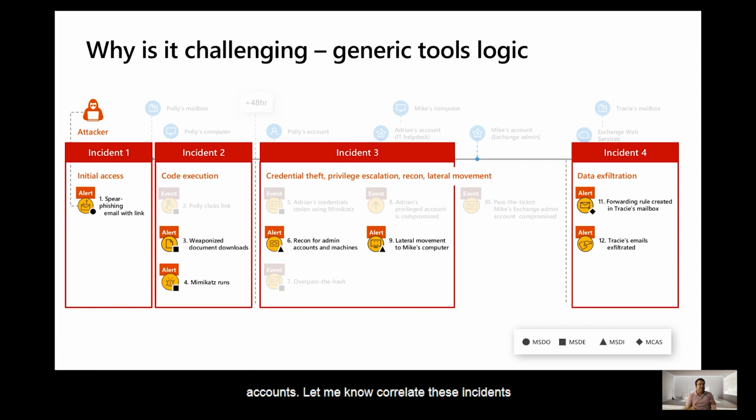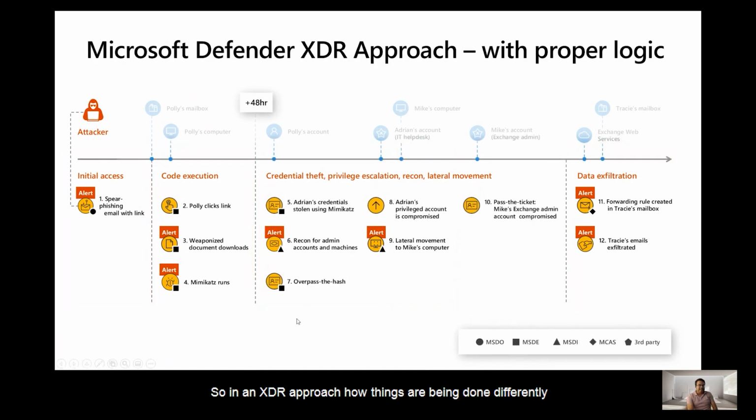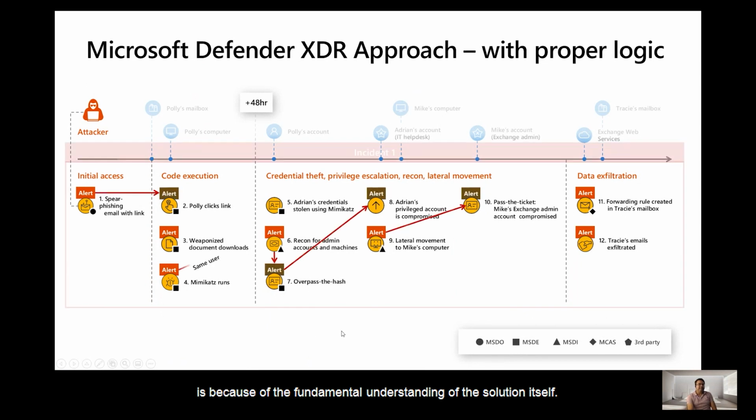Let me correlate these incidents together. But because these solutions are not necessarily integrated together, the entire story is what often lacks. And that's exactly how a typical correlation logic works when the solutions are not well integrated together. From an XDR approach, how things are done differently is because of the fundamental understanding of the solution itself.